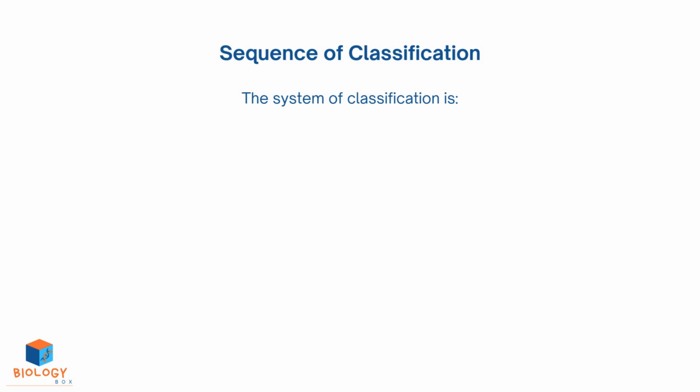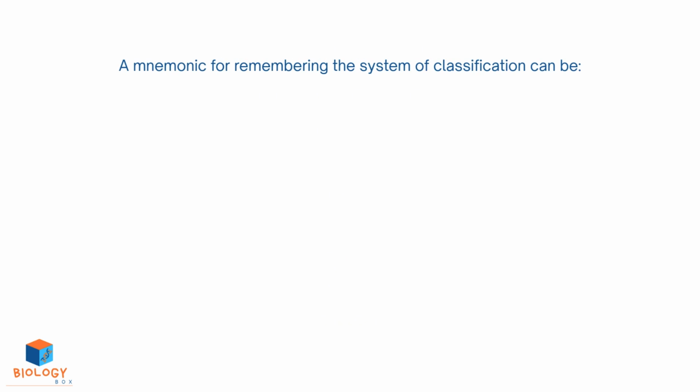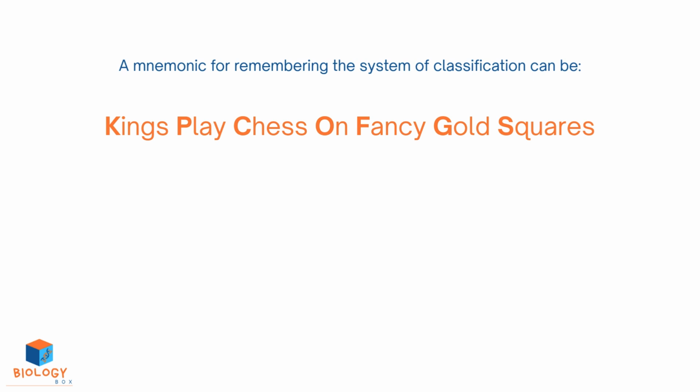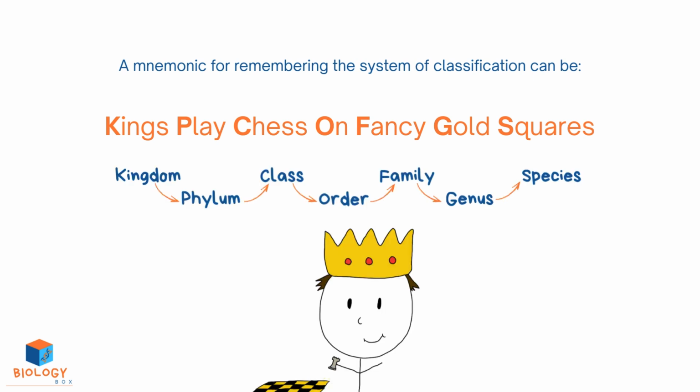The sequence for classifying living organisms is kingdom, phylum, class, order, family, genus, species. A mnemonic for remembering the system of classification can be: kings play chess on fancy gold squares. Kingdom, phylum, class, order, family, genus, species.